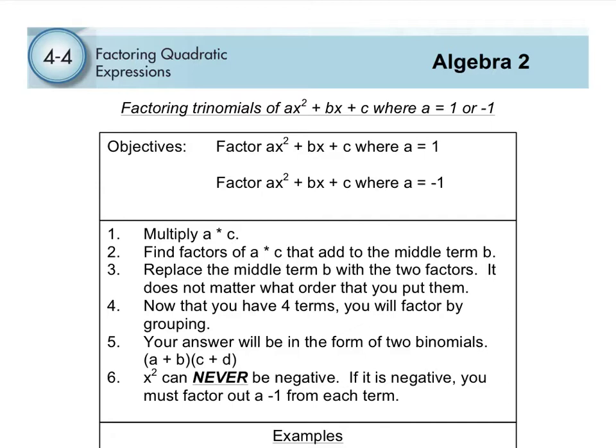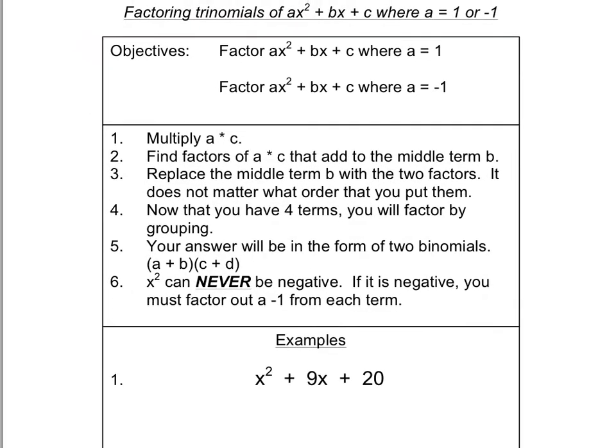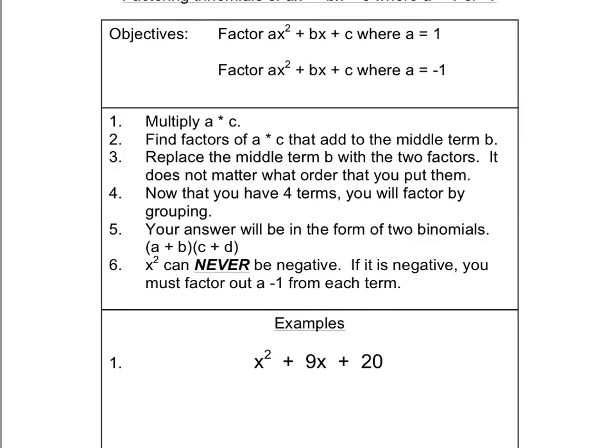Two objectives here. We're going to factor ax squared plus bx plus c, where a is equal to 1 and a is equal to negative 1. Okay. So as we look at how we're going to do these types of problems, I've got some steps here for you. Only a couple of steps are new, and the other steps are factoring by grouping. So if you understood how to factor by grouping, then this should be pretty easy for you.